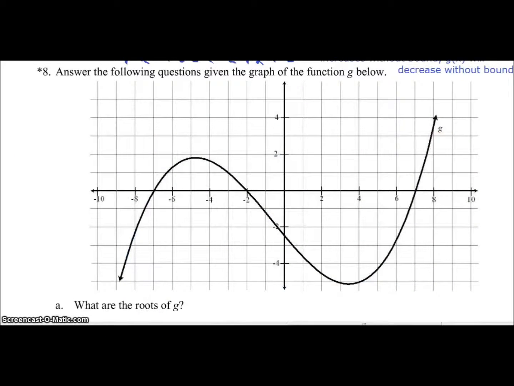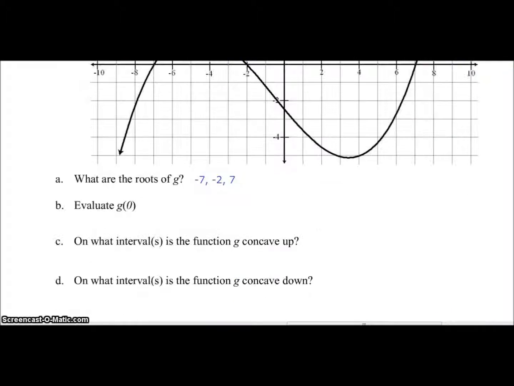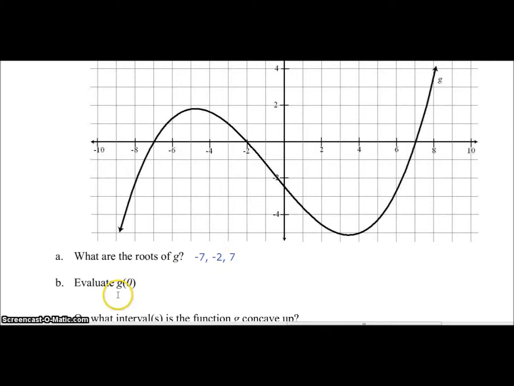Answer the following questions given the graph of the function g below. What are the roots of g? Well, I'm just going to name the x values. We can see that's negative 7, negative 2, and 7. Evaluate g of 0. G of 0, the output when x is 0, appears to be about negative 2.5.